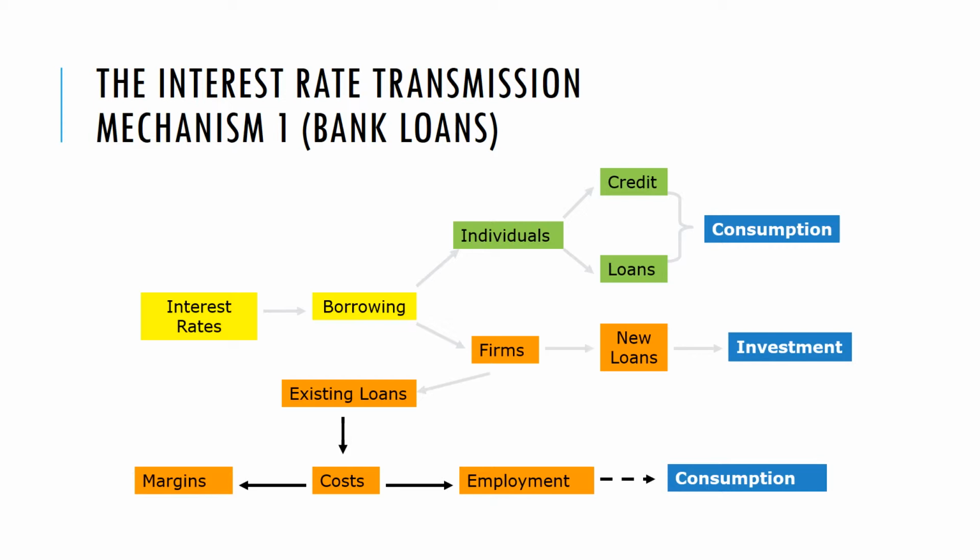So we can see here that a cut in interest rates over here should lead to an increase in consumption, an increase in investment, and these steps in between are how we would analyze this. This is how we would explain the relationship between interest rates and these changes in aggregate demand going down the route of the impact on bank loans.